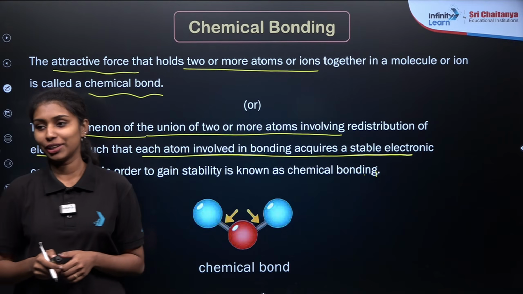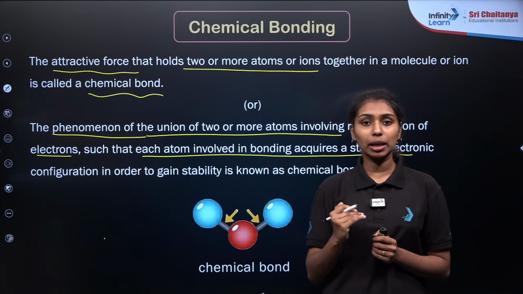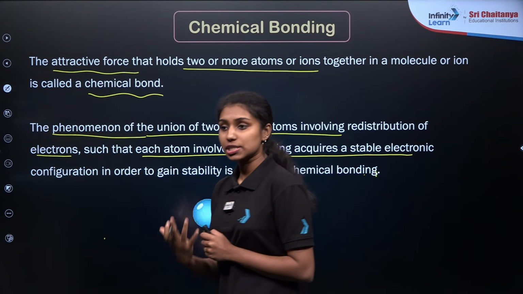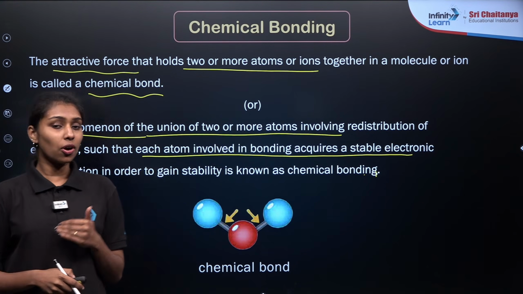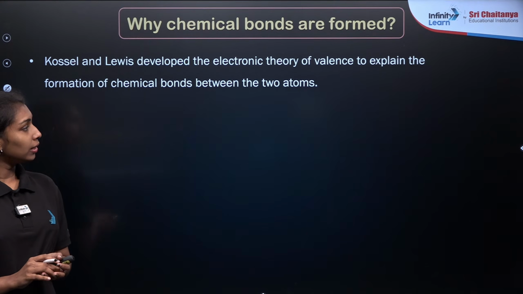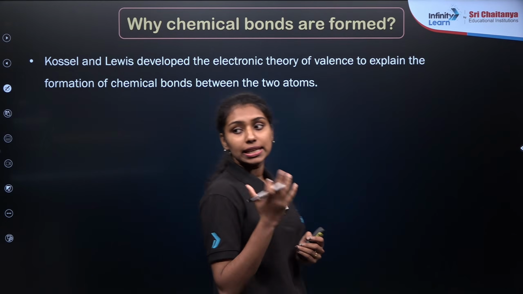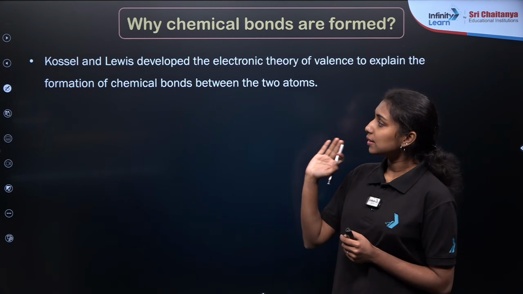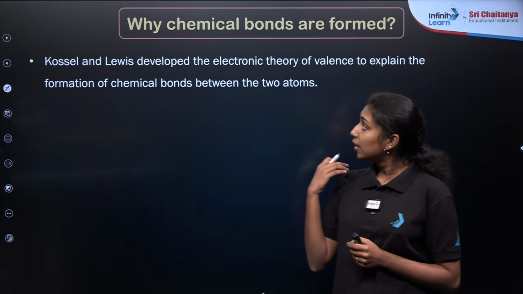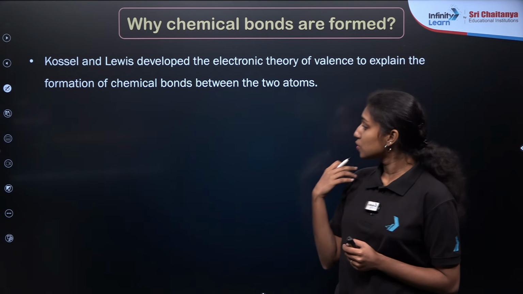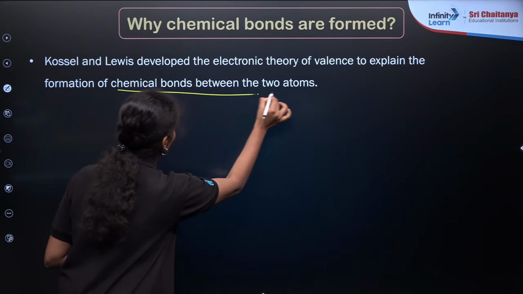Hi Farhan and Arab, good evening. So I hope you understand the concept of chemical bonding, right? What do you mean by chemical bonding? What is the definition of chemical bonding? Now let us see how they are forming. What is the concept behind chemical bonding here? In order to explain the existence of chemical bonding, there is a theory known as the Kossel and Lewis concept. They developed the electronic theory of valence to explain the formation of chemical bonding between two atoms.